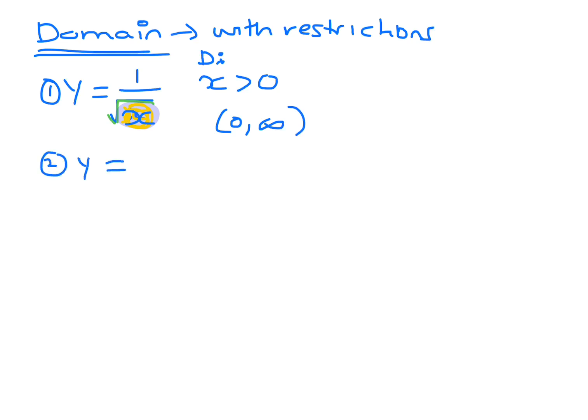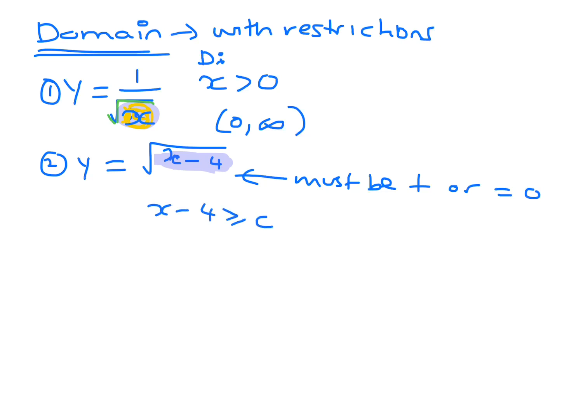So let's just say we have the square root of x minus 4. When we're looking at that, the restriction on the domain would be what's underneath the square root. That must be positive or equal to 0. So you can go x minus 4 is greater than or equal to 0, x is greater than or equal to 4, or you could go this interval, because it equals 4, up to infinity.